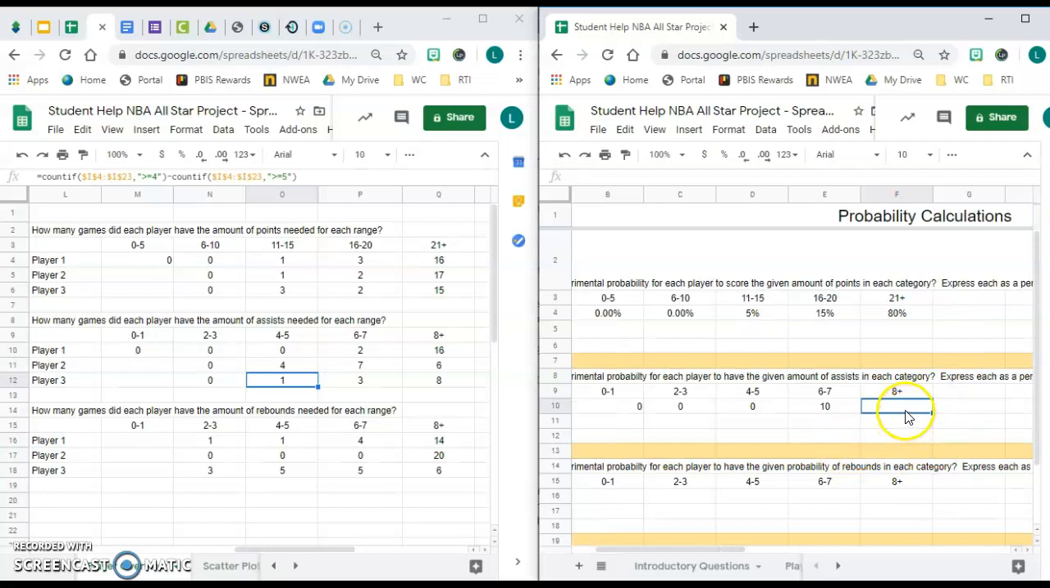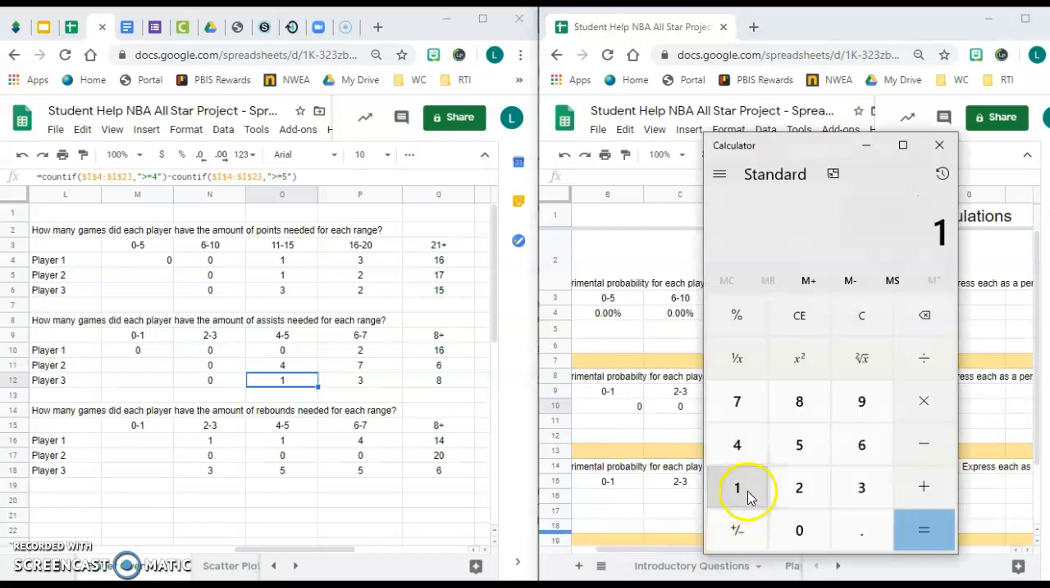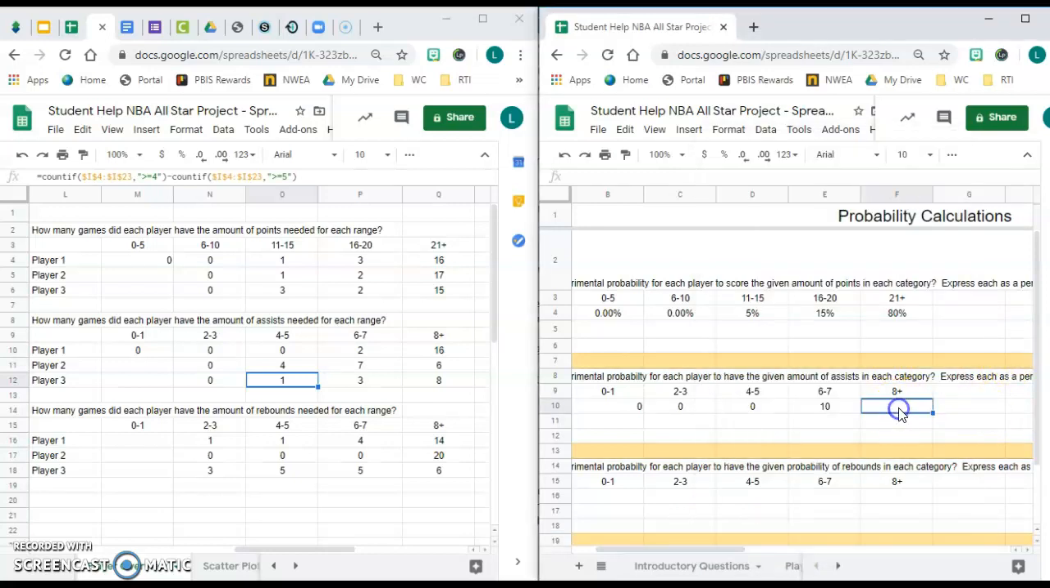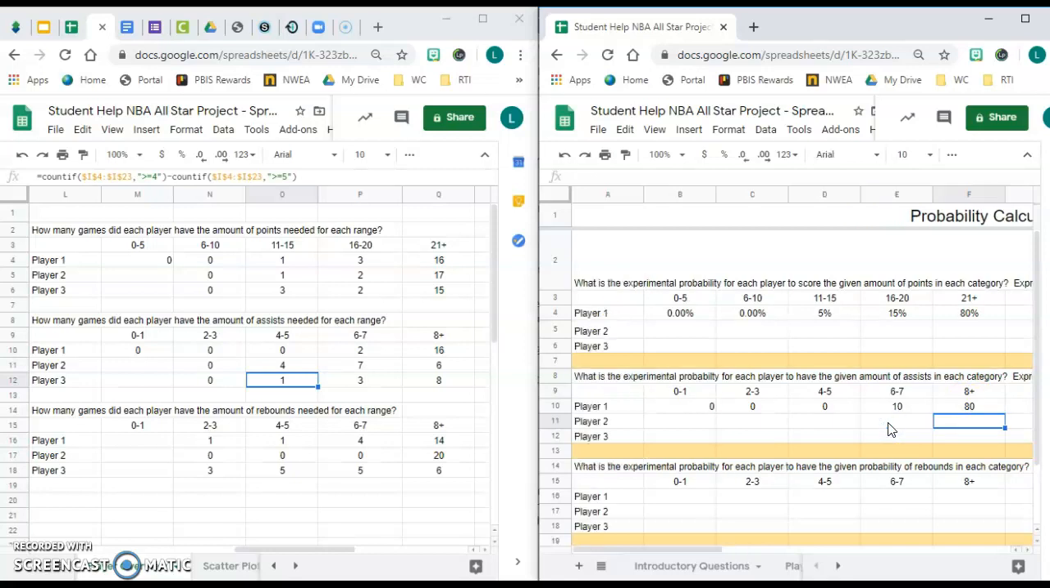And then 16 times, so we're going to do 16 divided by 20 times 100. So again, 80% of the time, LeBron was getting more than 8 assists per game. And you can see that mine didn't show percentages. So what you can do is you can highlight that and then click the percent sign and it'll turn it to a percent, but then you're going to have to go back and fix it. Like we knew that this was actually only 10% and this was 80%. So what it did was it multiplied it by 100 and we didn't want it to do that.